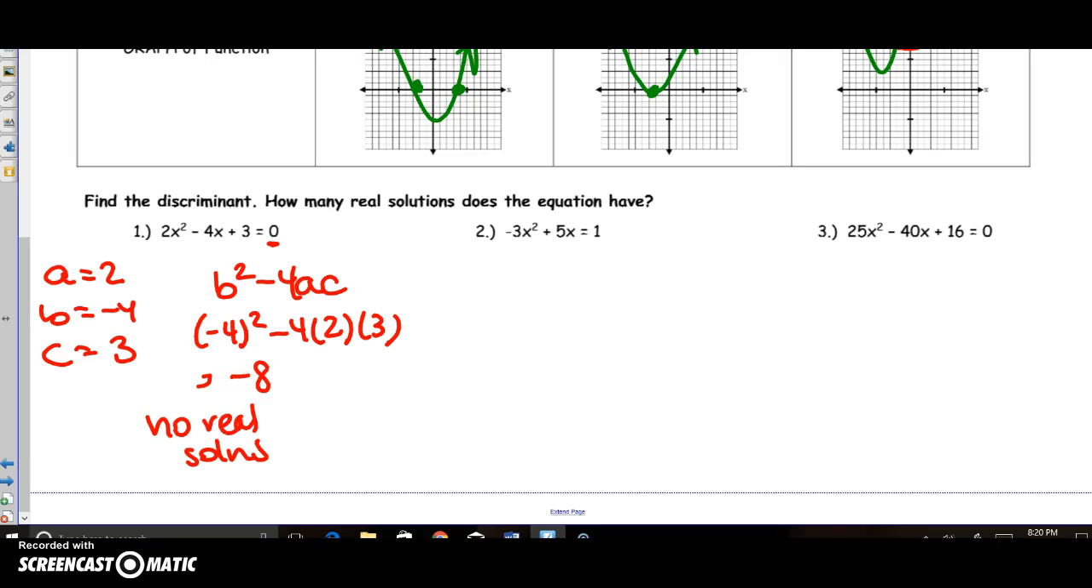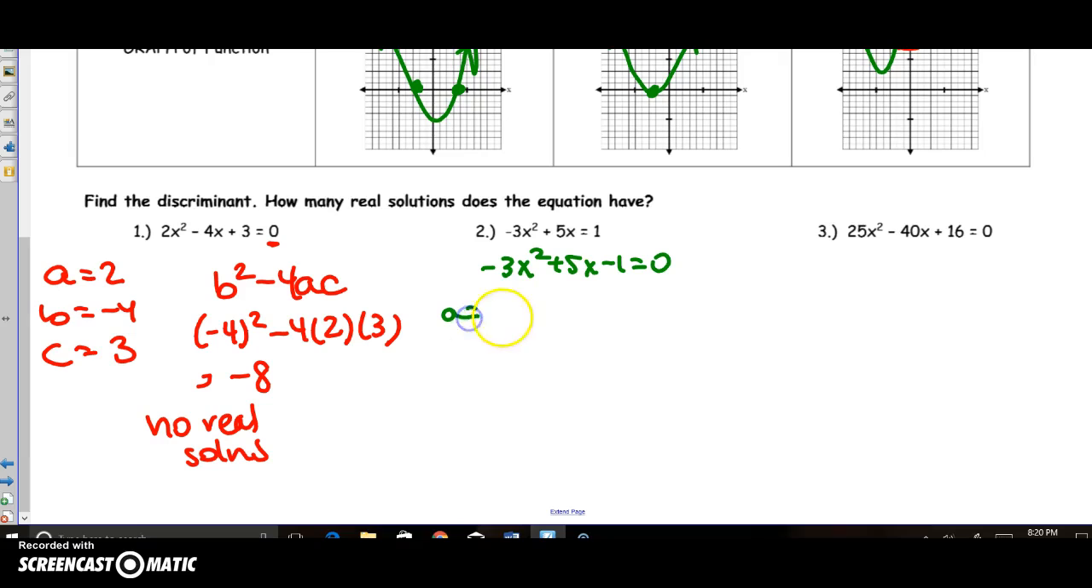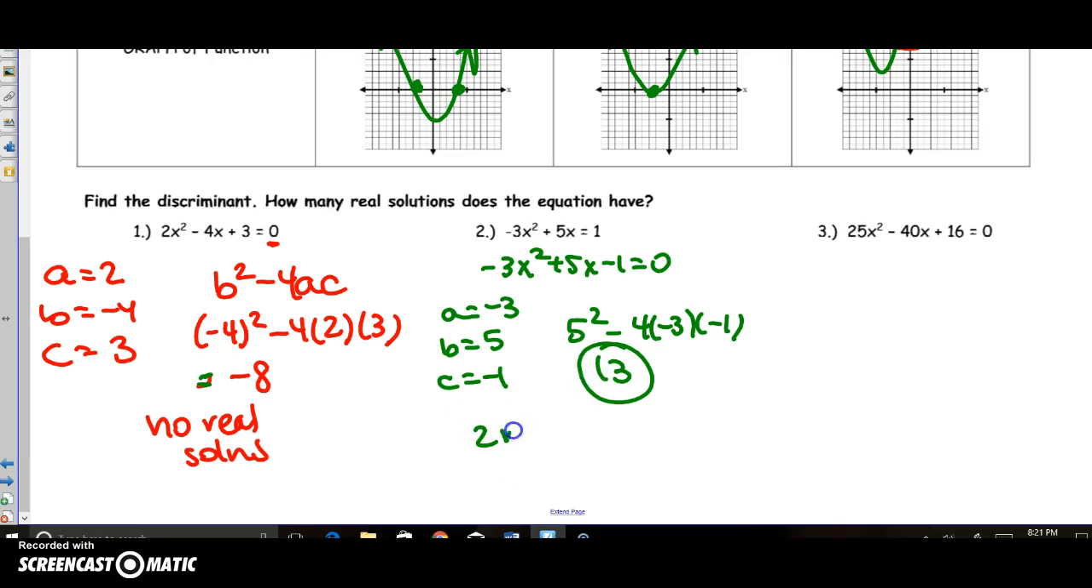Alright, the next one, we're going to try this again. We want to make sure that it's set equal to 0 in order to solve the quadratic formula and also have the appropriate values for the discriminant because it has to be in standard form. A is -3, B is 5, and C is -1. So we're going to go ahead and plug it in. B squared minus 4ac. And when we plug that in, we get 13. Notice that this is a positive number as opposed to our last one where we had the negative. Since this is positive, our discriminant has a value of 13, and this has two real solutions.